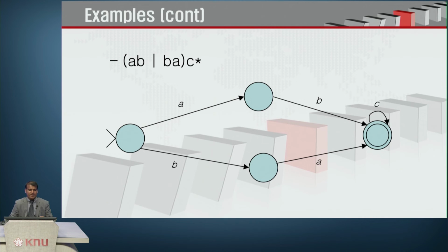Another example: A, B such that B, A, C star. So you have this input onto your left, the initial state, and then with A you are going to the upper part, with B you are going to the lower part. Again with B you come to the lower part, and with A you go to the upper part, and you are reaching your final state, which is represented by means of this symbol here.